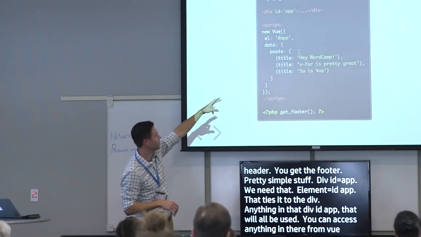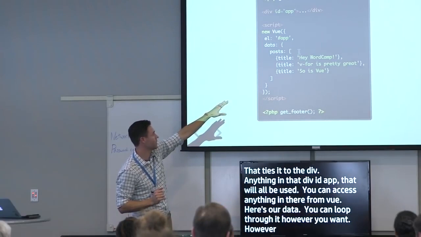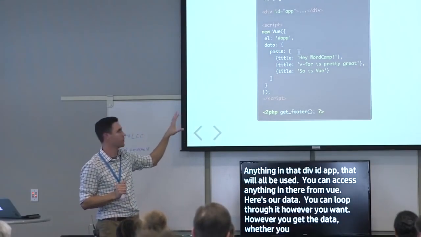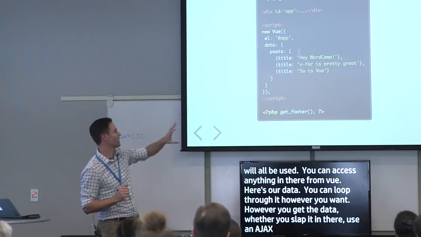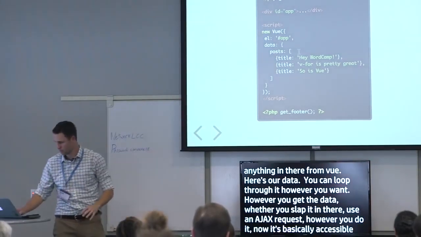Again, here's our data. You can loop through it however you want. However you get the data, whether you slap it straight in there, use a PHP function, or use an Ajax request, however you do it, now it's accessible in that div ID app.